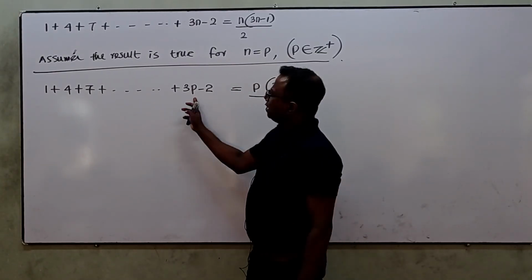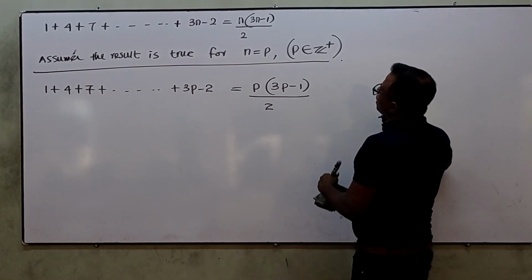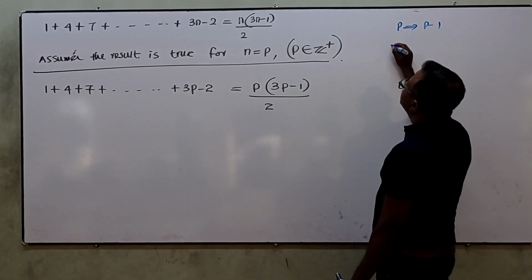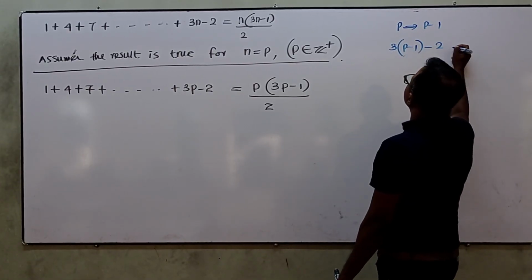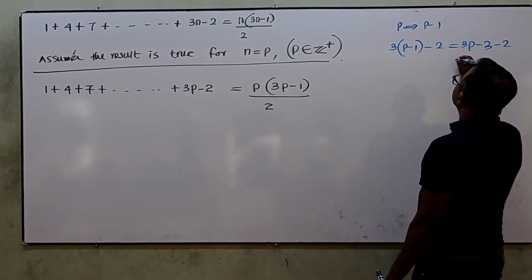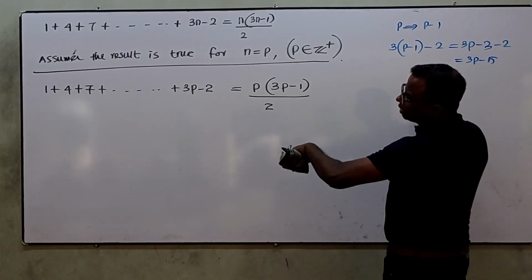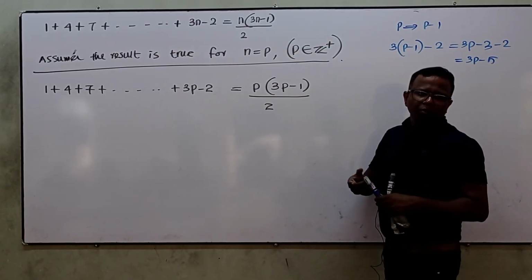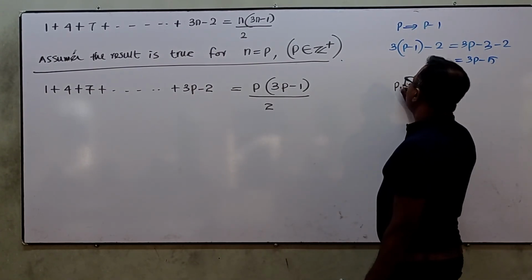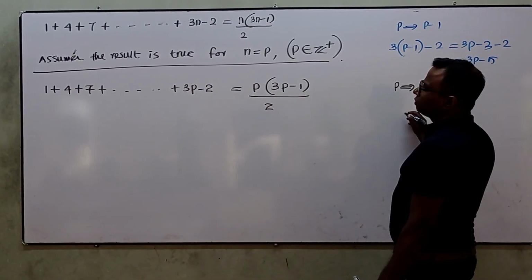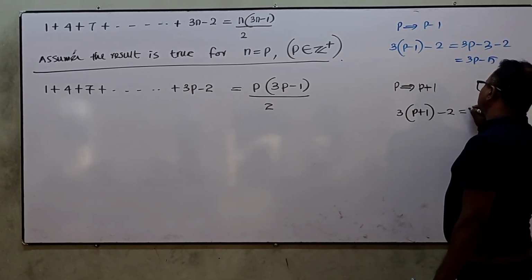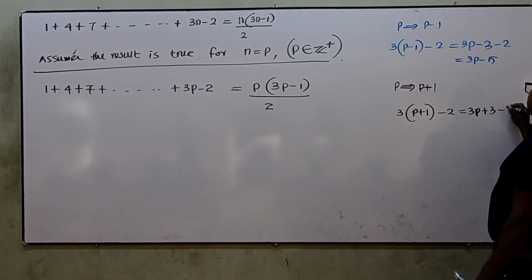That's correct. The term one before the last term: p minus 1. Then you get 3 times p minus 1 minus 2. It is 3p minus 3 minus 2, which is 3p minus 5. If you need to obtain the term after this one, you have to replace p by p plus 1. What happened? It is 3 times p plus 1 minus 2. It is 3p plus 3 minus 2, 3p plus 1.